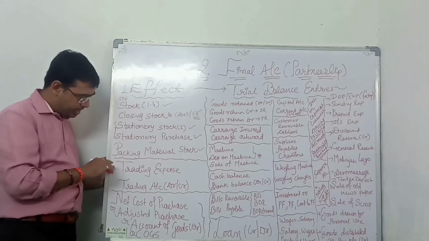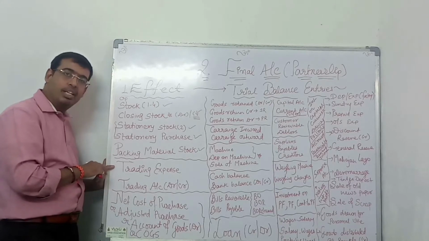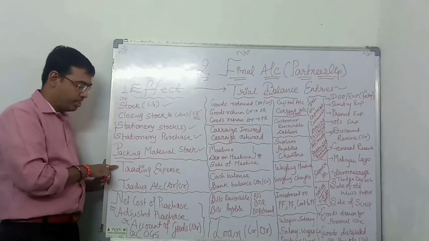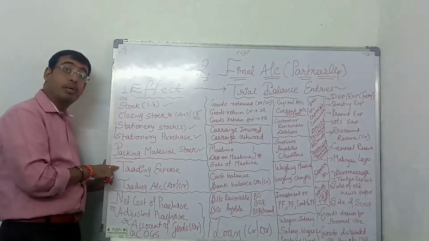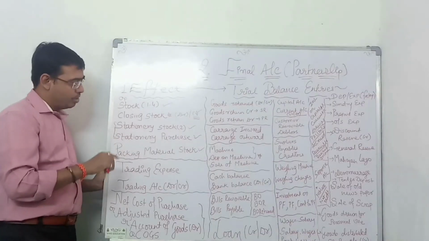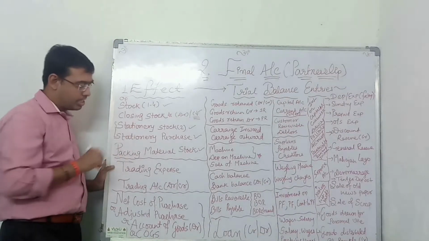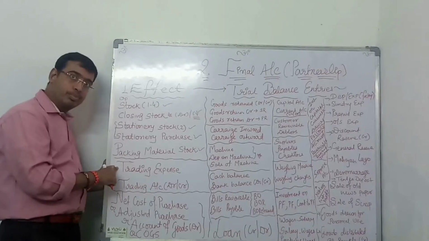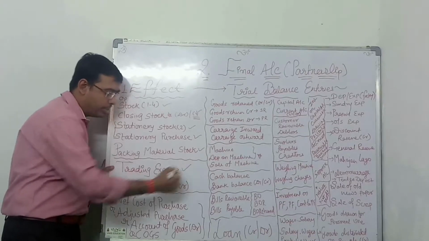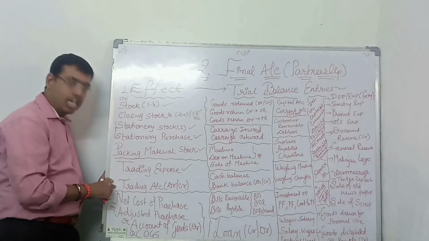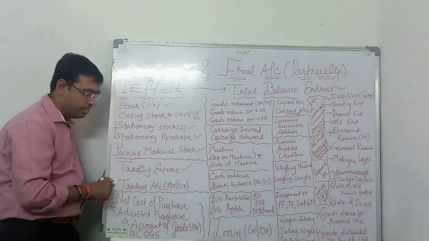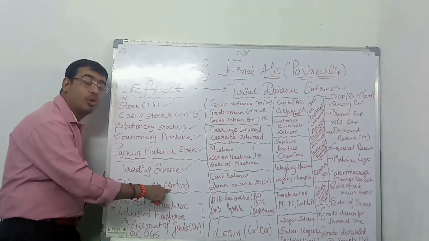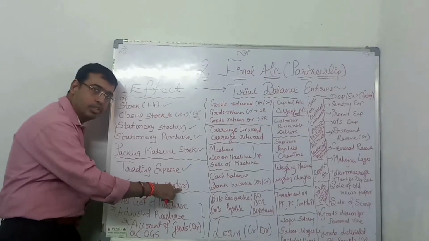You will find trading expense and trading account in the trial balance. Trading expense is an expense related to sales, not purchase. That's why trading expense will come in the P&L account debit side. Trading account: if only trading account is given and in the trial balance it is on the debit side, you have to consider it as gross loss. If credit side, gross profit.